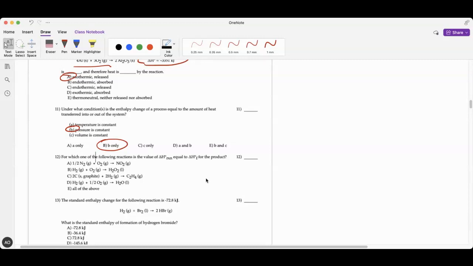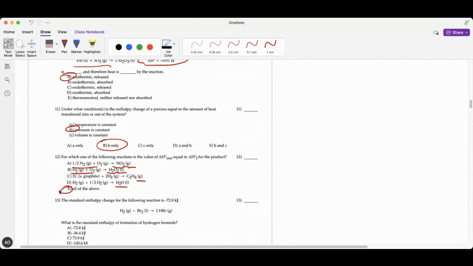So I look at the first reaction, and I see that this is for 1 mole of product from its elements. Second reaction, 1 mole of product from its elements, right? Same with this one, same with this one. So the answer here would be all of them. So the standard enthalpy for the reaction is going to be equal to the standard enthalpy of formation. Remember, the standard enthalpy of formation is for 1 mole of product from its elements.